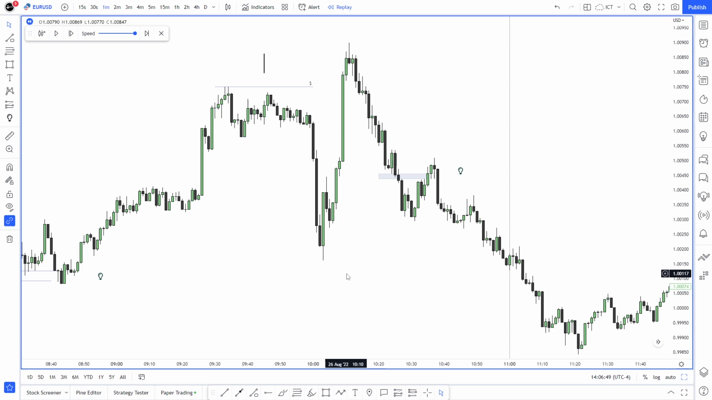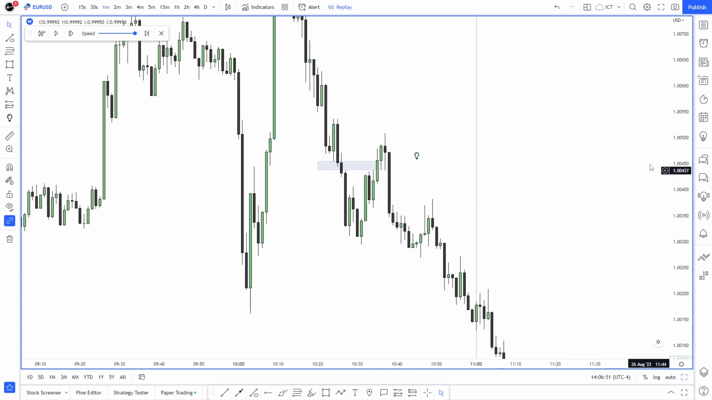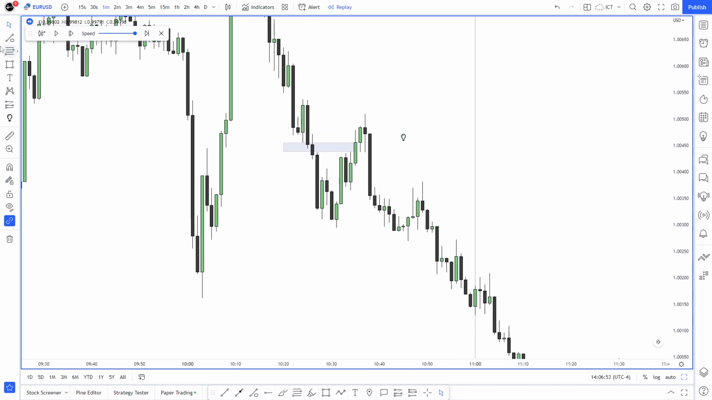And I did take some extra precautions, risked pretty low compared to what I tend to. And also, this is the 5-minute mitigation. This is the 1 minute fair value gap. So this could have been my entry. I avoided that entry, tried to execute on this next fair value gap. That is missed. And then I took this.